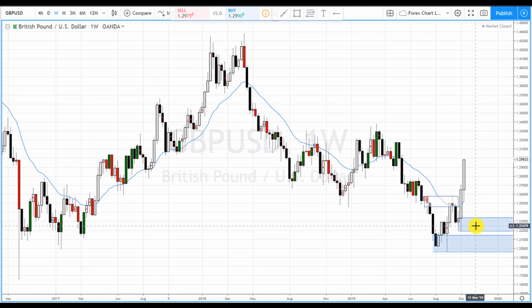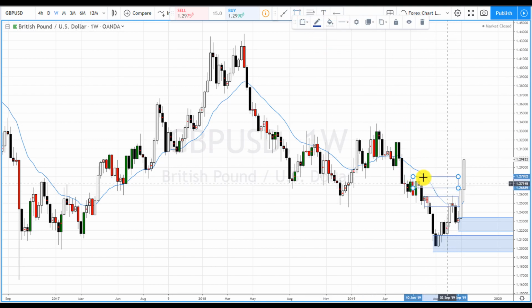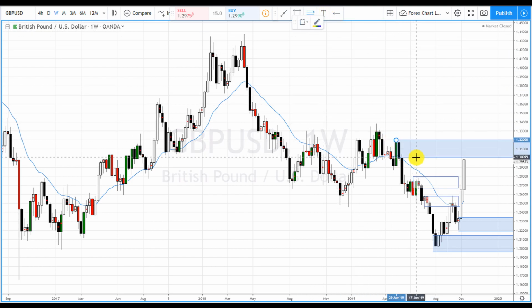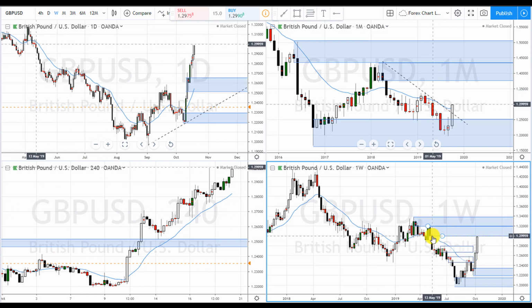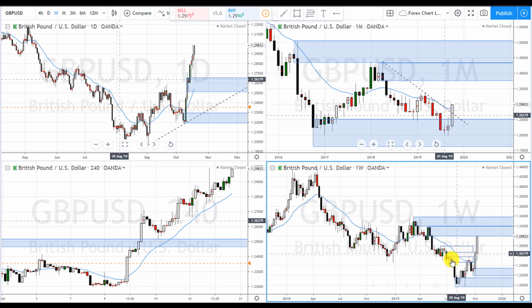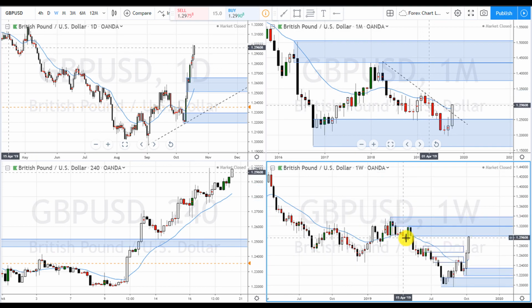And any supply zones we should be aware of? This one, but this one was taken out. Yeah, we do have this one. This one is a valid area of supply, and this one is valid too. So yeah, we've got pretty strong obstacles ahead. Very strong obstacles of supply ahead.